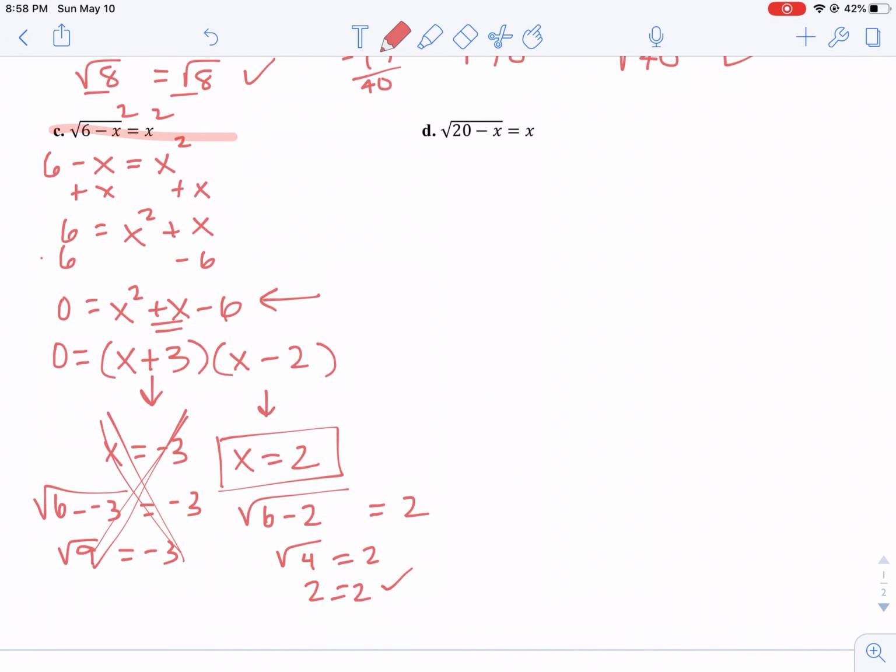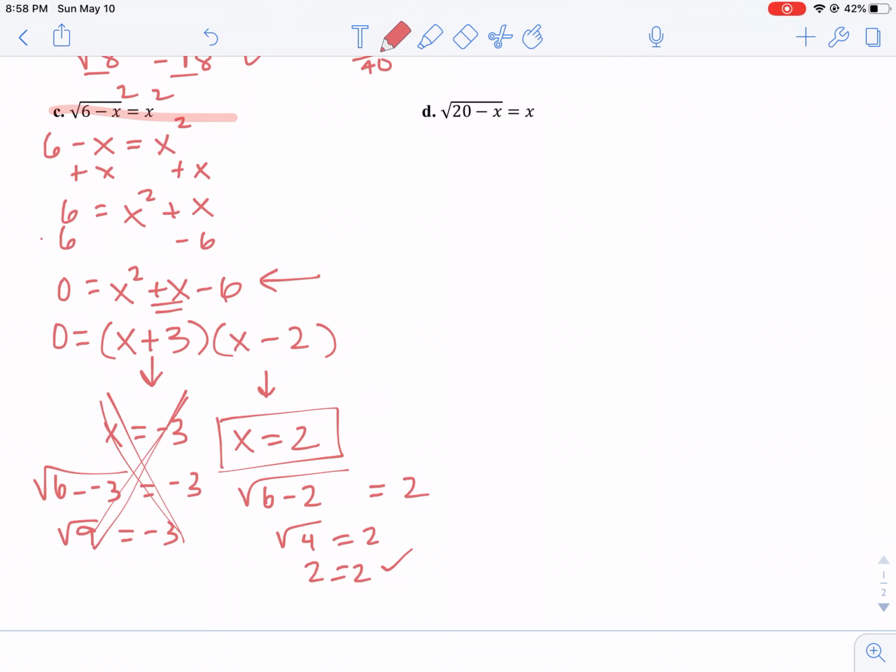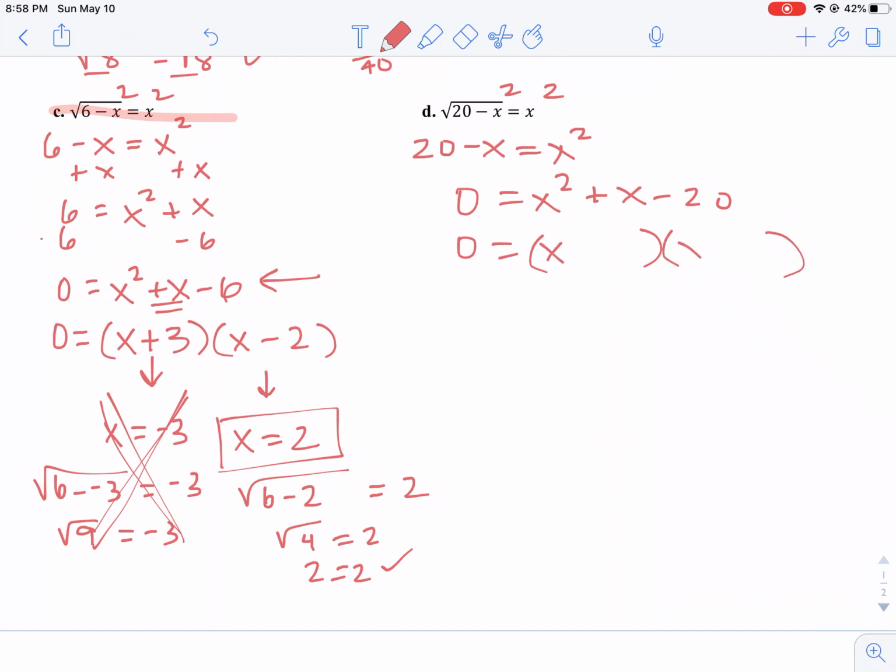All right, our last example. Again, we have one quantity on the left, one quantity on the right. So we're going to go ahead and square both sides. This will leave us with 20 minus x equals x squared. And then again, we want to get everything onto one side of the equation. And again, this one we can factor. To multiply to negative 20 and add up to positive 1, we can do x plus 5 and x minus 4. So we get two answers applying our zero product property. x could be negative 5 or x could be 4.